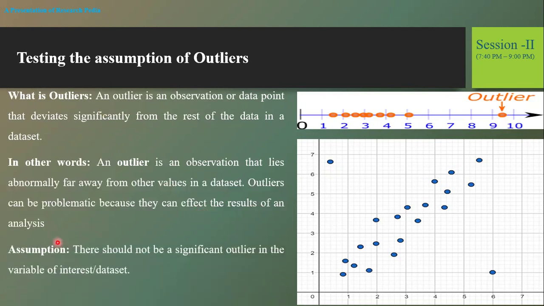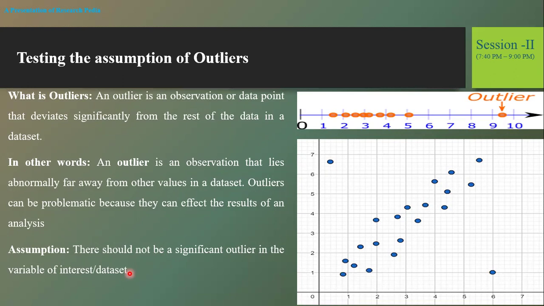Then what is the assumption? The assumption is there should not be a significant outlier in the variable of interest or data set. So you need to identify whether there is an outlier and whether that outlier is significant outlier or not.